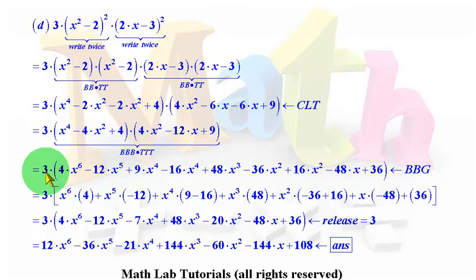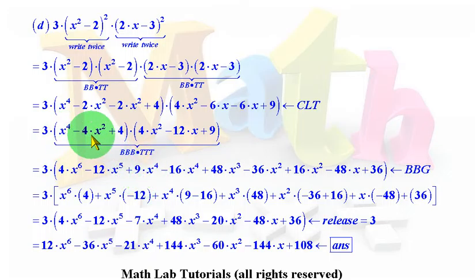The 3 gets dropped down. X to the power 4 dot 4x squared is 4x to the power 6. X to the power 4 dot minus 12x is minus 12x to the power 5. X to the power 4 dot 9 is minus 9 or plus 9x to the power 4. And then we're done with the first bullet.